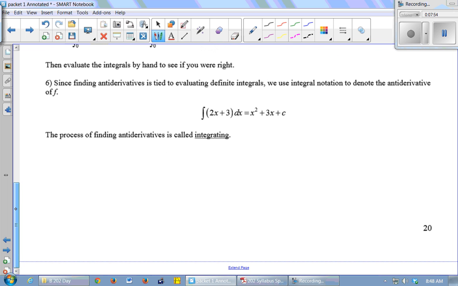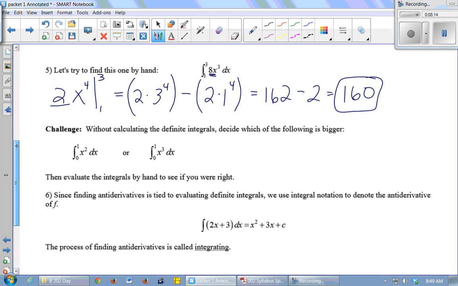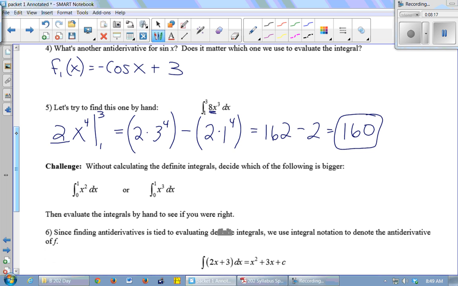So because finding antiderivatives is so closely tied to evaluating a definite integral, finding the area under the curve analytically, right, just writing it out on paper by hand, trying to find the area under a curve is really closely tied to being able to find an antiderivative, right? So that's what we did up here. We wanted to find the area under 8x cubed from 1 to 3. And the way you can do it by hand, using an algebra technique, an analytic technique, is to find an antiderivative.